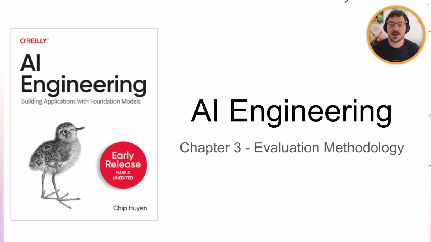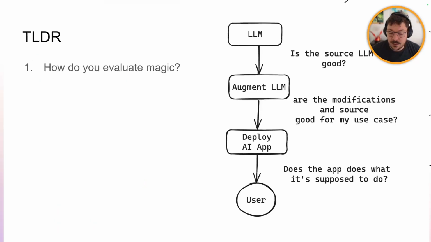So the third chapter is called Evaluation Methodology, which is about how you will measure your LLM, or rather, how you will measure your AI app. How do you know if it's working or not? This is a more theoretical chapter, which is quite good. But overall, you have three decision points on evaluation, just at a high level.